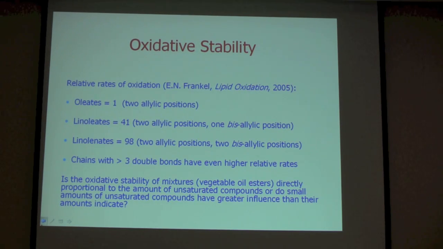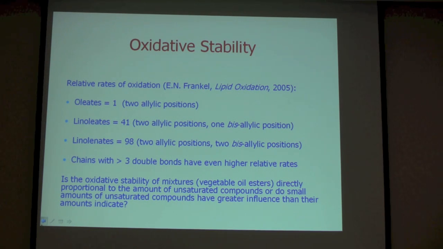And to put these semi-quantitatively, numerically, from some other literature, if you set a relative rate of oxidation of oleates to 1, you'll see that linoleates with two double bonds are a lot more reactive in oxidation, and the linolenates with three double bonds are even more reactive. While chains with more double bonds, for example, like you find in algal oils or fish oils, generally marine oils, have even higher relative rates of oxidation. They might go even above 200.